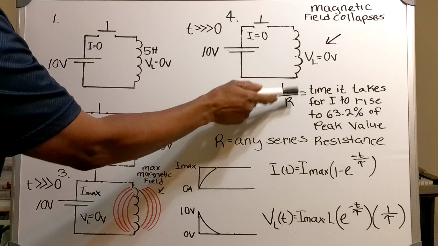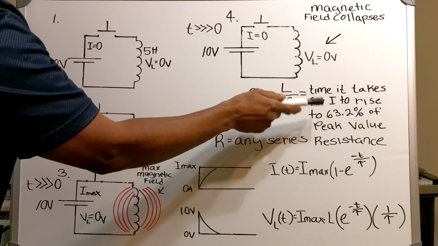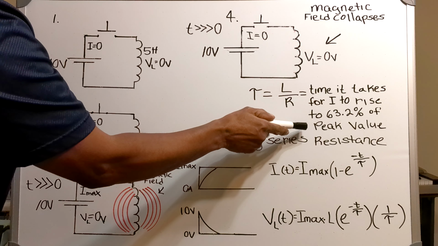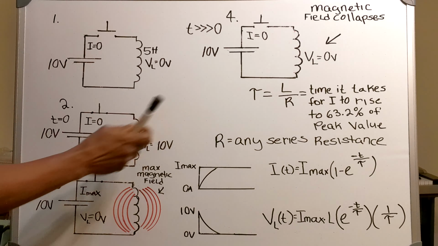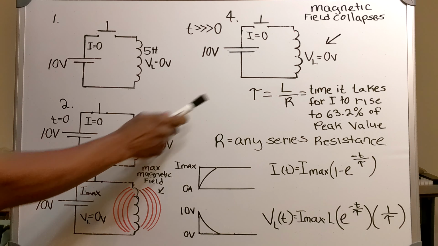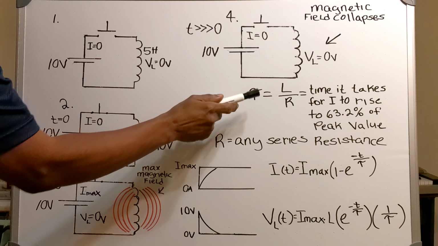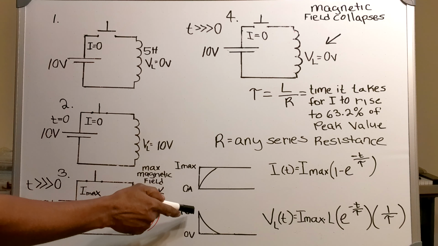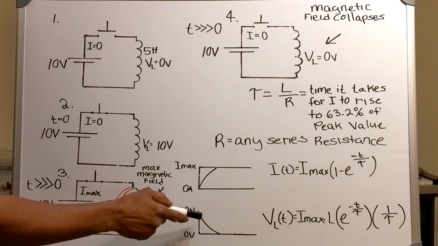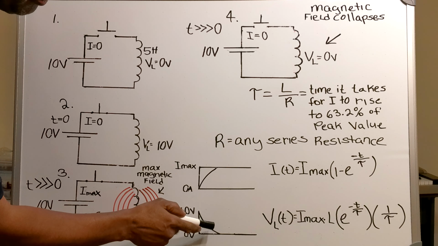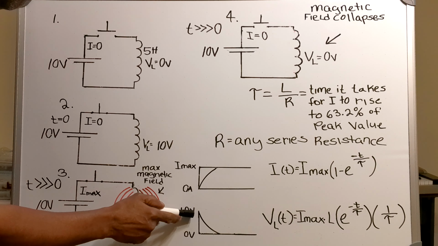And that value equals the time it takes for the current to rise to 63.2% of the peak value. And tau also equals the time it takes for the voltage to drop down to 36.8% of its peak value.